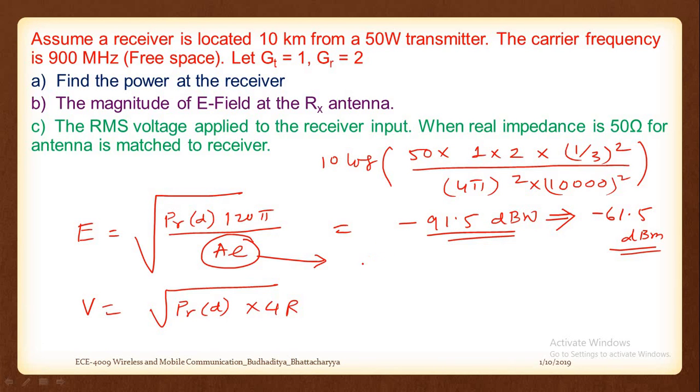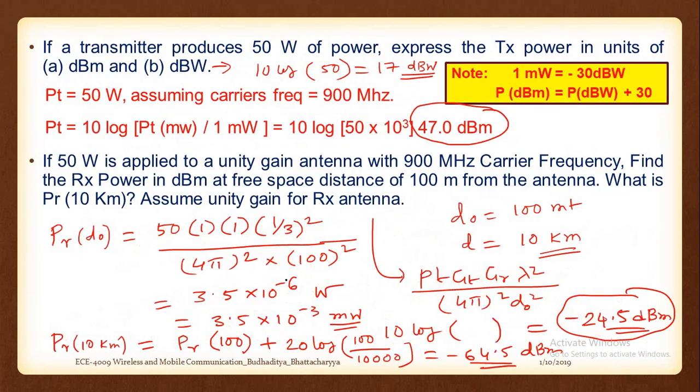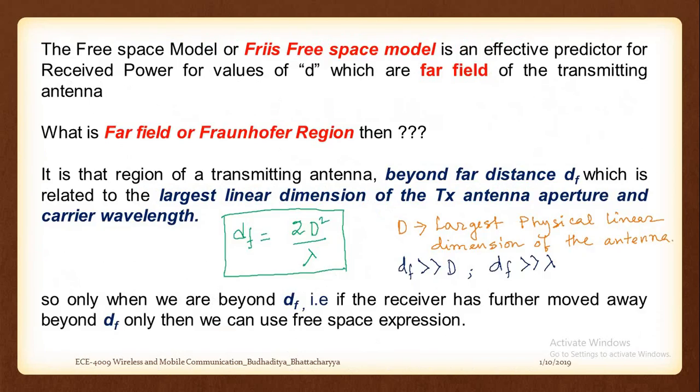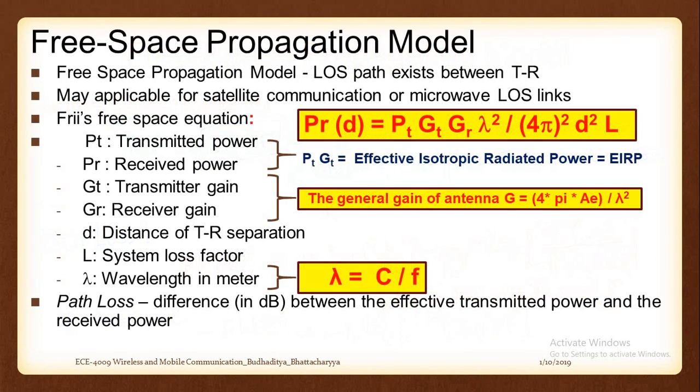So we had a formula: GR is equal to 4 pi AE divided by lambda square. Go back to the earlier slide, the first slide when we did free space: 4 pi AE whole divided by lambda square. So AE is unknown in this case. GR is known. So you substitute in that case and you get it.